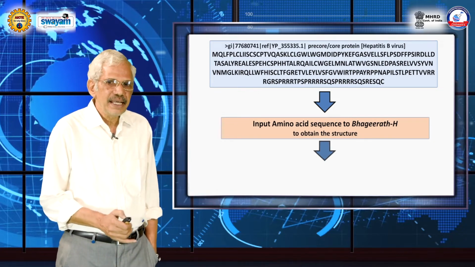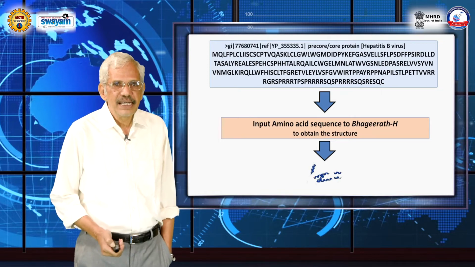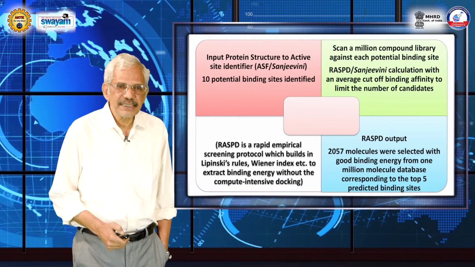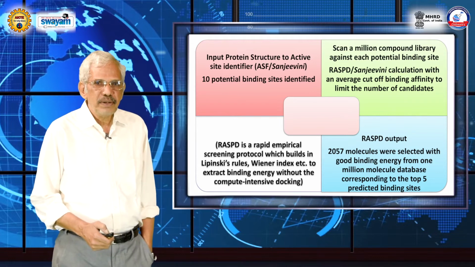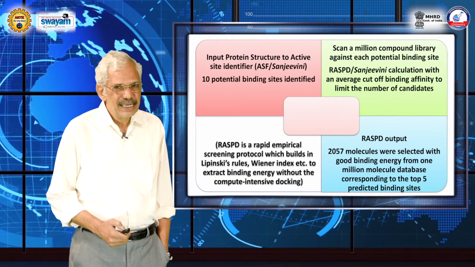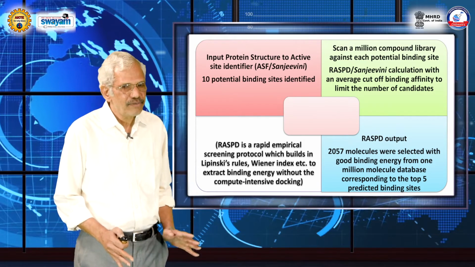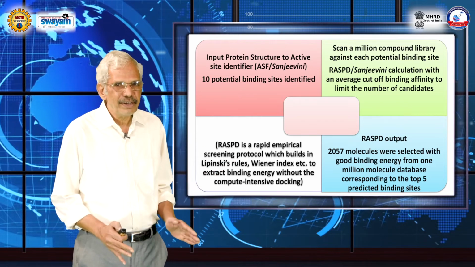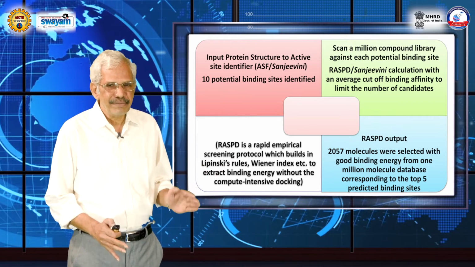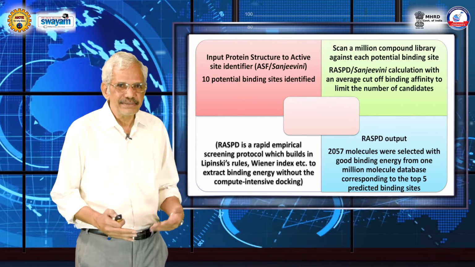Then I take this and pass it on to my Bhagirath Edge software. That gives me a three-dimensional structure. Then I start scanning this protein for binding pockets, potential functional sites on the protein. Remember, I don't have any experimental knowledge. I started with the genomic information. From the genome, I identify the protein coding regions, then the sequence, and from there the structure. And now I'm looking for the so-called active sites.